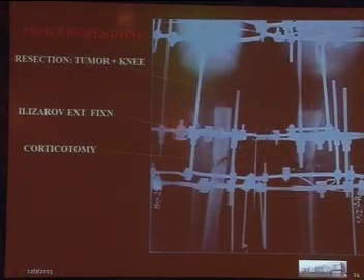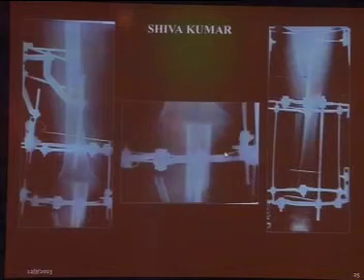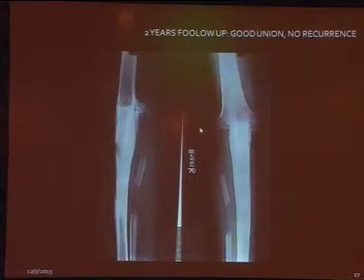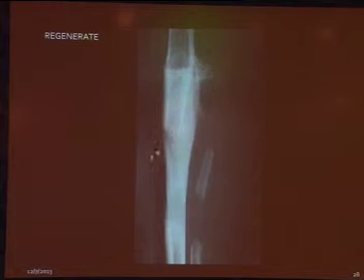For this, we did resection of the tumor mass, then we did arthrodesis, and we did it by Ilizarov external fixation, and we did a proximal tibial corticotomy in order to gain length. These are the post-op X-rays showing the fusion. This is the 2 years follow-up, showing good union. This is showing the good regenerate where we performed the corticotomy. This is the final post-op X-ray.